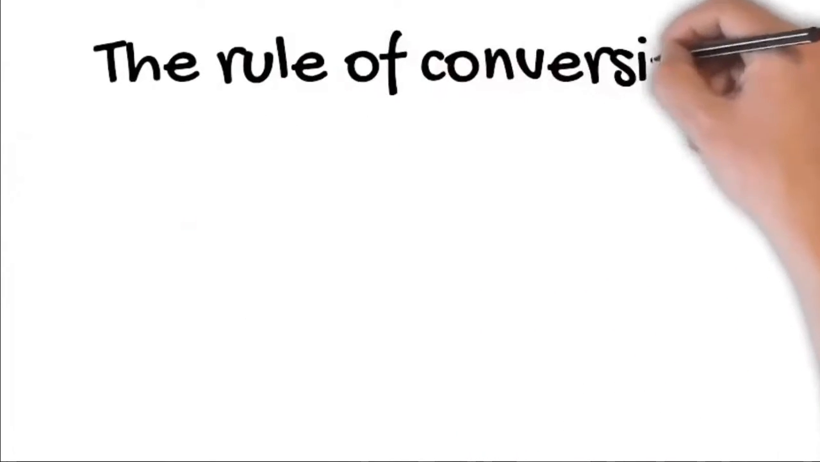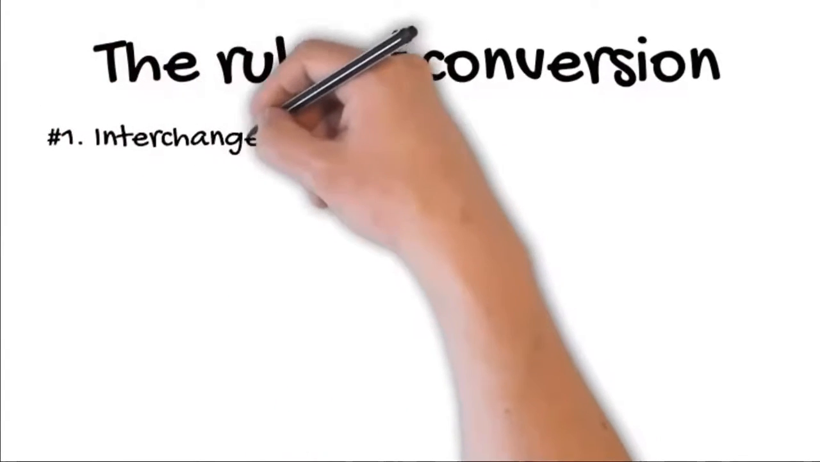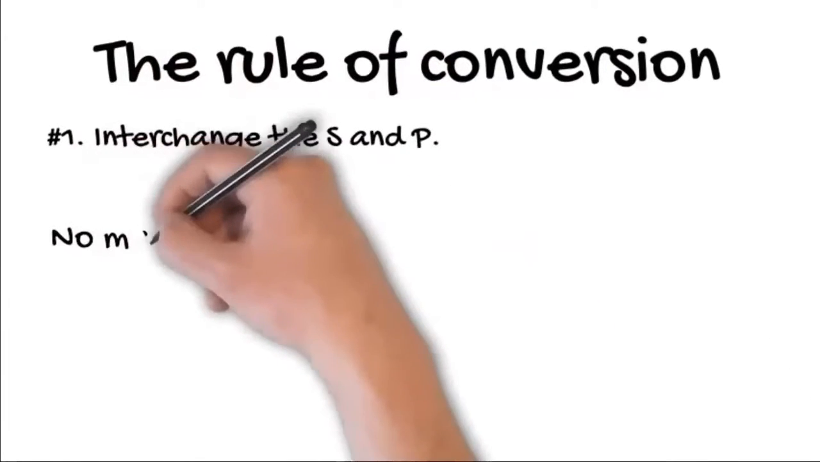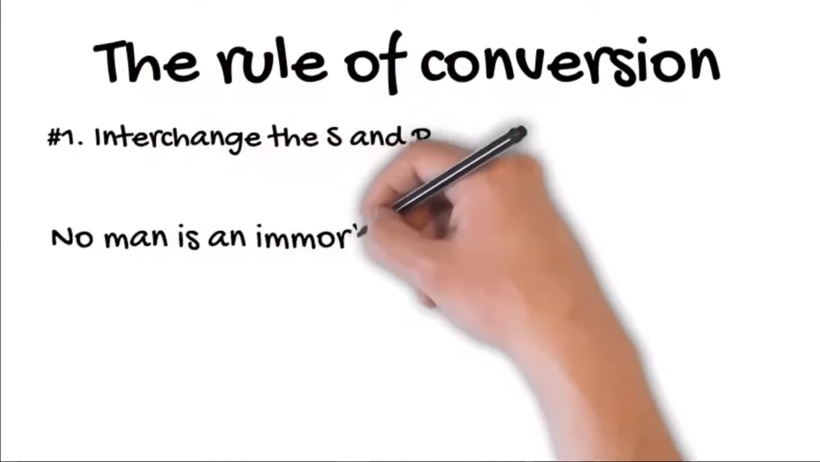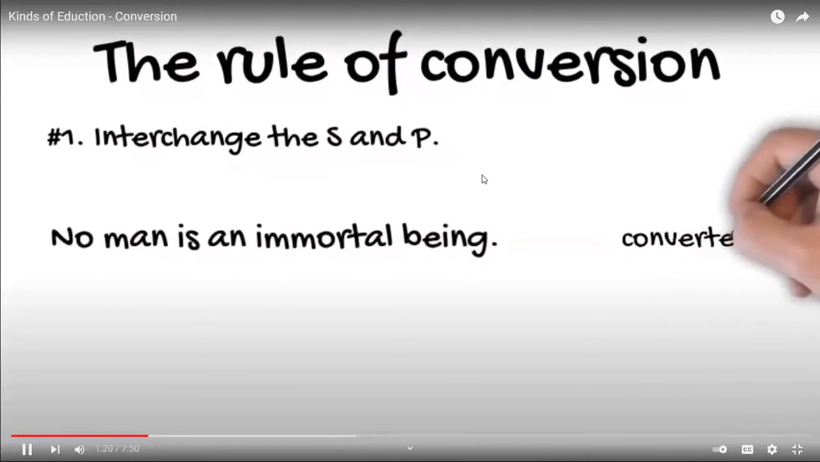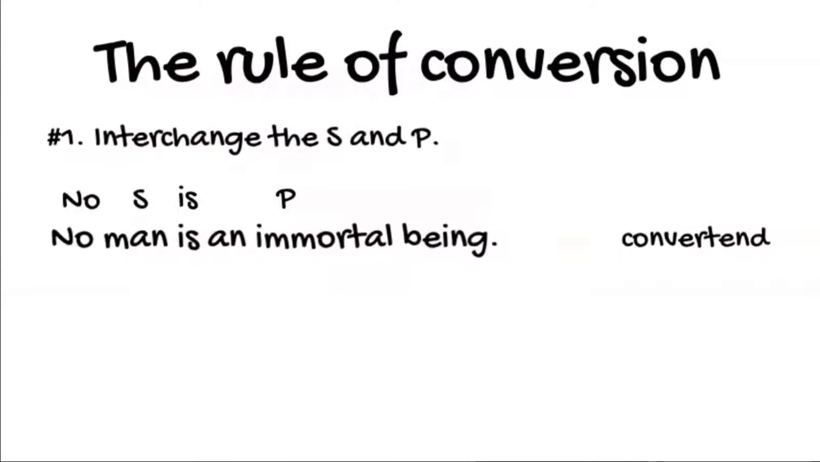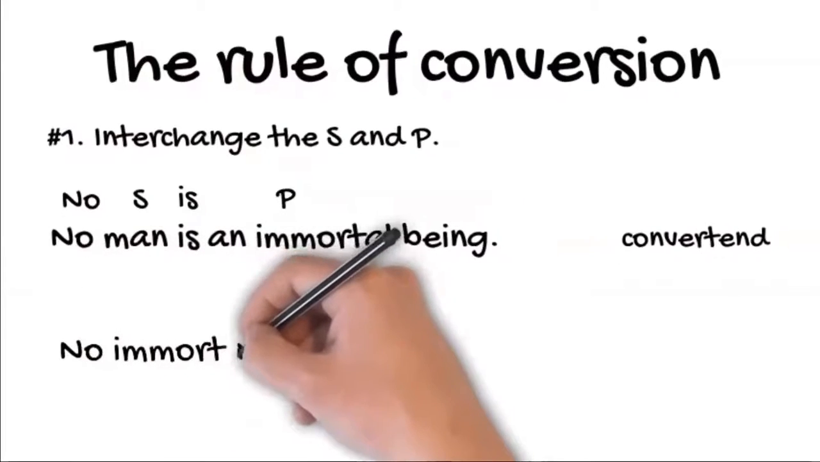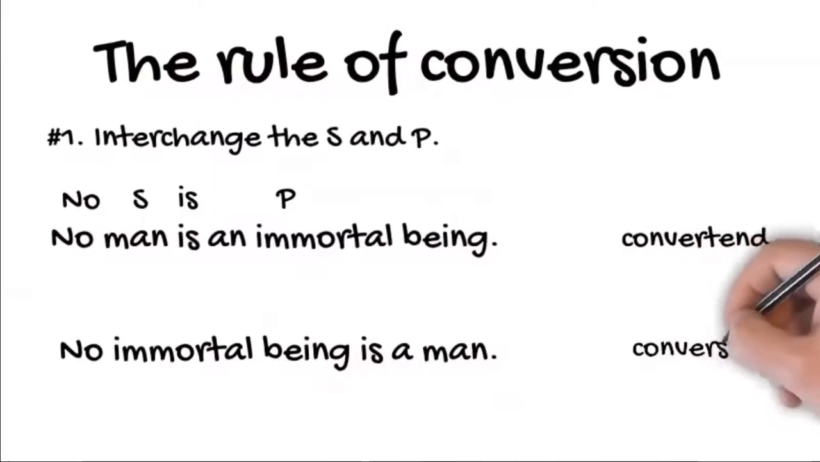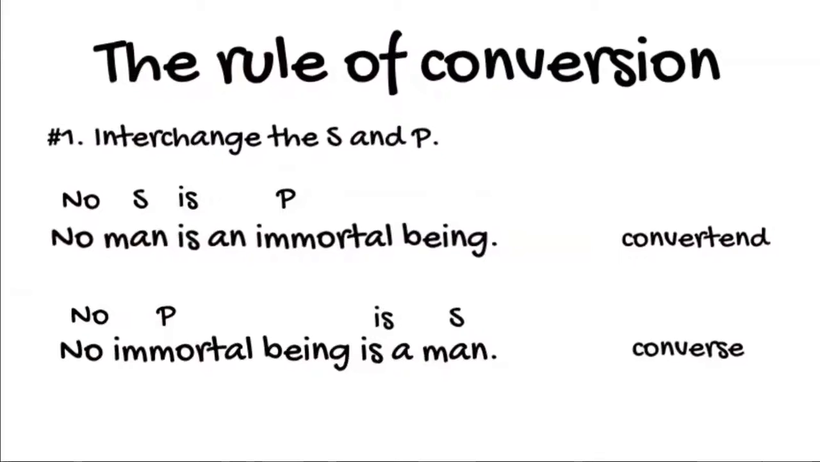There are three rules of conversion. Rule number 1, interchange the subject and the predicate term. For example, no man is an immortal being. In this proposition, you have the term man as the subject and the term immortal as the predicate term. This is our converted. In our converse, we must interchange these two terms. That's why we have the converse, no immortal being is a man.